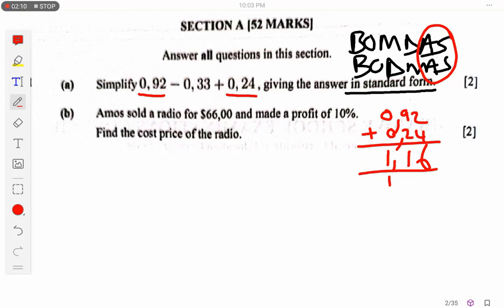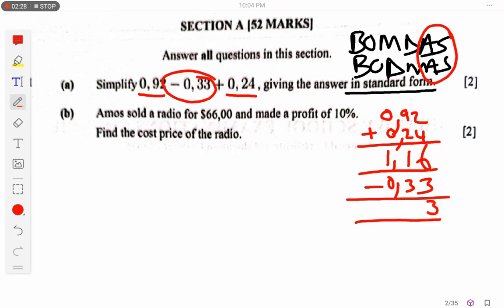Then I'm going to subtract the 0.33 there. So I can subtract straightforward, 1.16 subtract 0.33 like this. If I subtract, I'm going to get 6 minus 3, that's a 3. Then 1 minus 3, it can't, so I'm going to borrow 1 here. Then this is a 1. 11 minus 3, that is an 8.